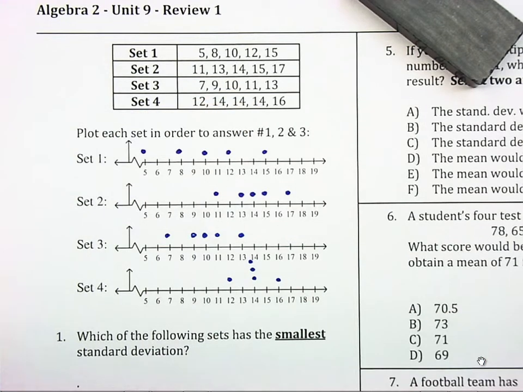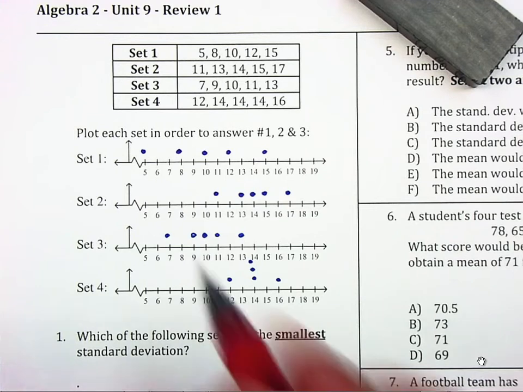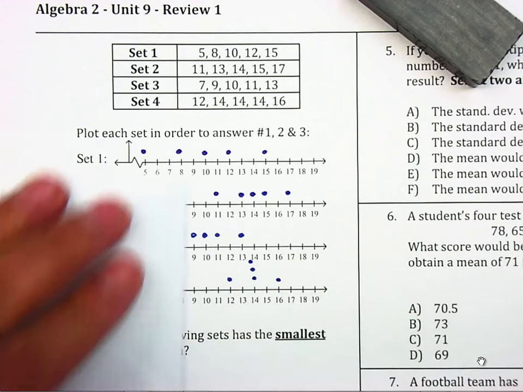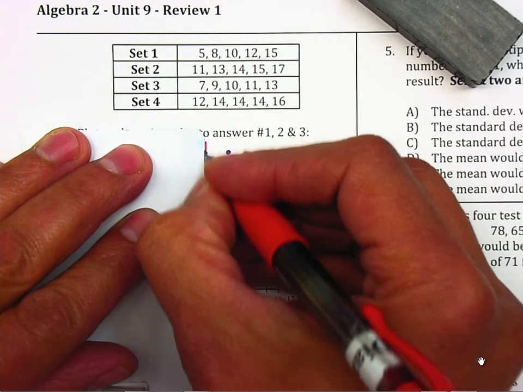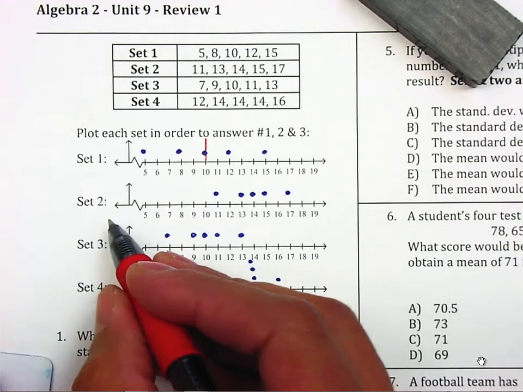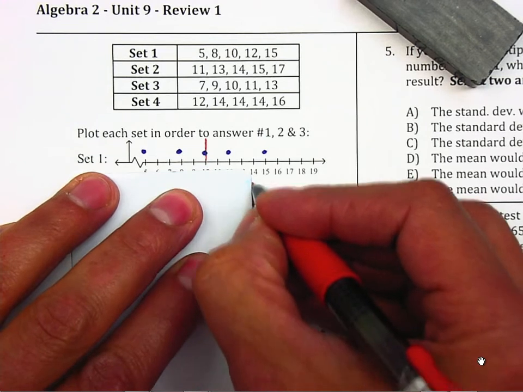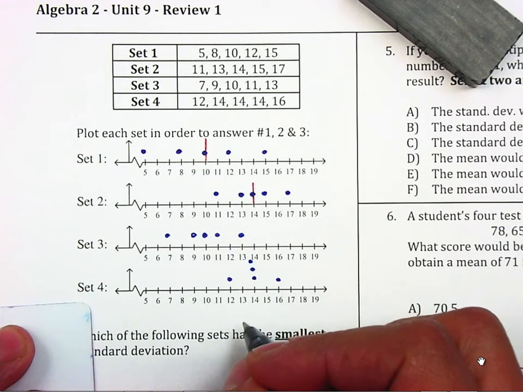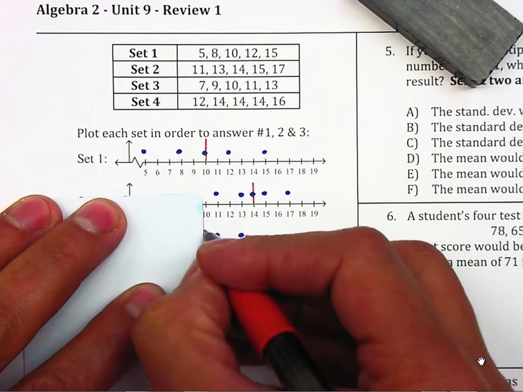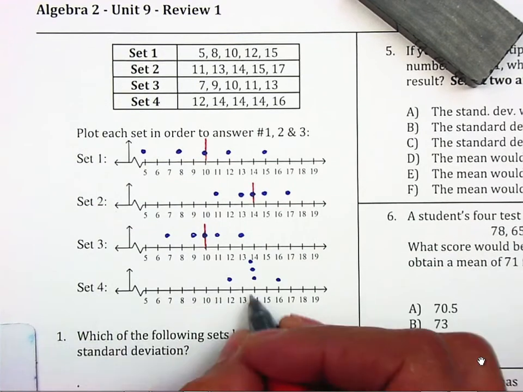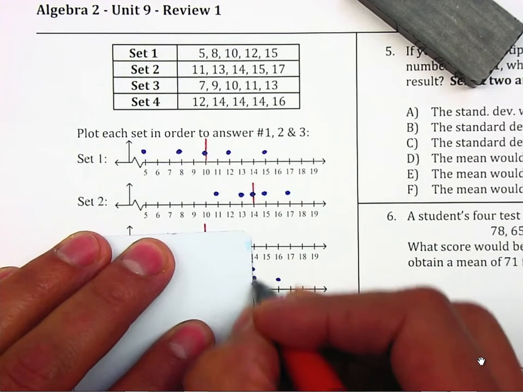And we can easily locate the center for each one. For set number 1, notice that your center is 10. That'll be your mean. We can see that for set number 2, your center is 14. For set number 3, your center is 10. And for set number 4, your center is 14.